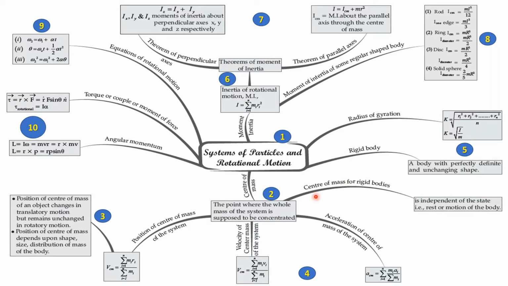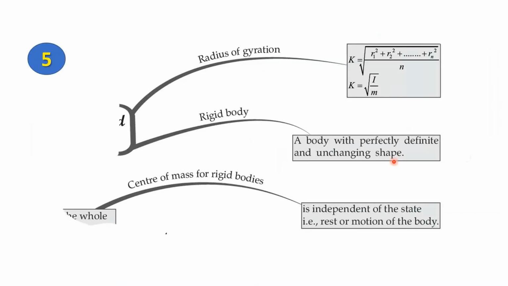So in this section, we'll be looking at center of mass for rigid bodies, and radius of gyration. It's marked as number 5. Now, center of mass for rigid bodies. The important point that you need to consider is that the center of mass for a rigid body, for instance, a sphere or a cylinder, will be independent of the state of rest or of motion of the body. So whether a cylinder is moving or it's at rest, the center of mass of that body does not change.